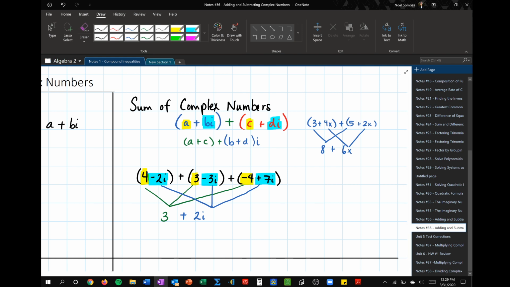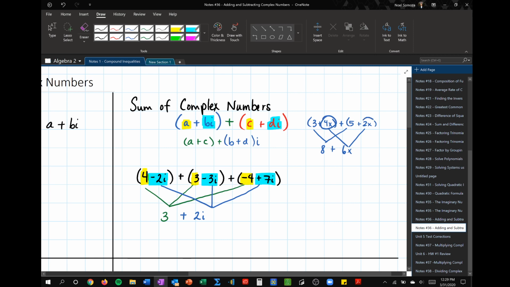The same way that if you added 4x plus 2x, that just gives you 6x. Same idea here. It's just combining the like terms between the negative 2, the negative 3, and the positive 7. So that's it. That's your answer. Adding like terms is the same thing as adding complex numbers. That's it. Nothing different.